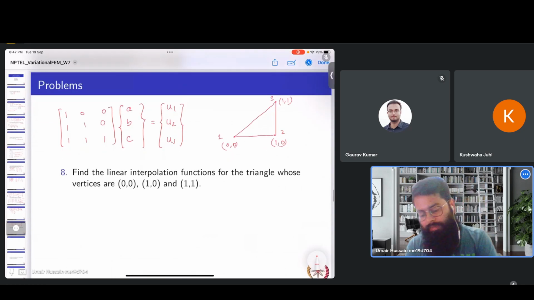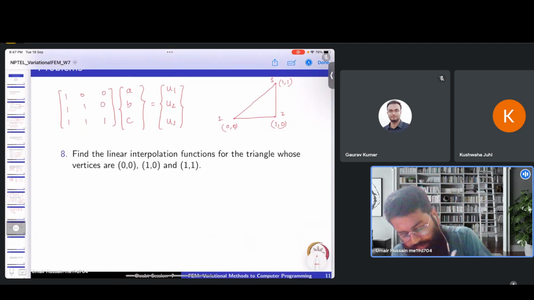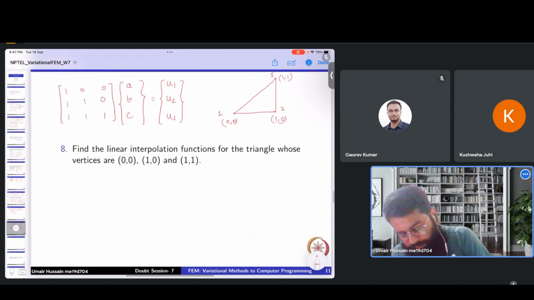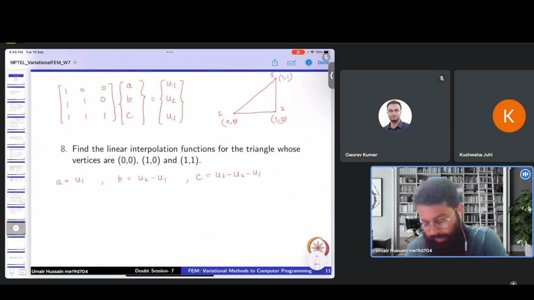It's quite straightforward to solve. A equals U1, A plus B equals U2, so B equals U2 minus U1, and A plus B plus C equals U3, so C equals U3 minus U2. I hope I did that right. Just correct me if I'm doing anything wrong.